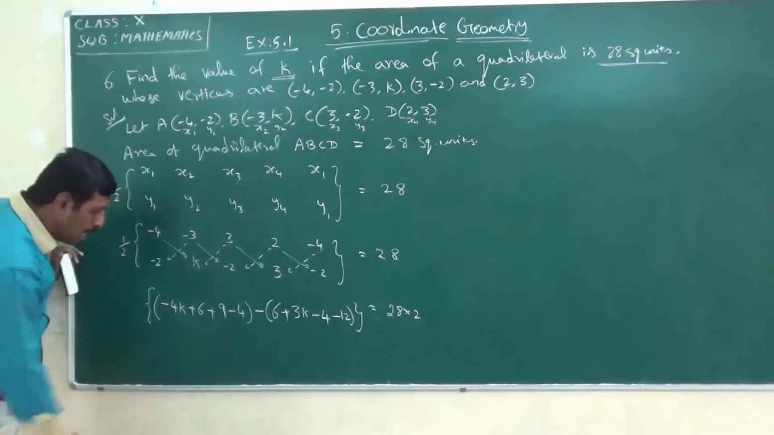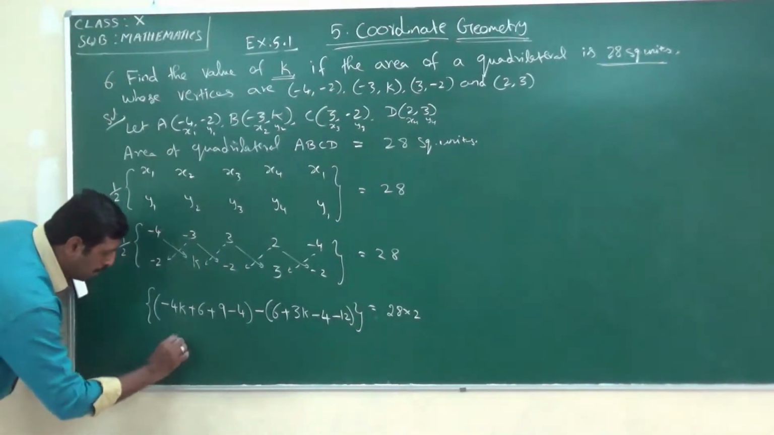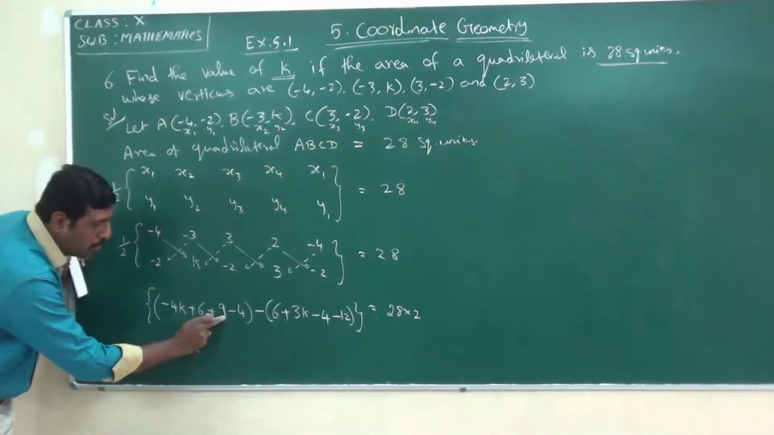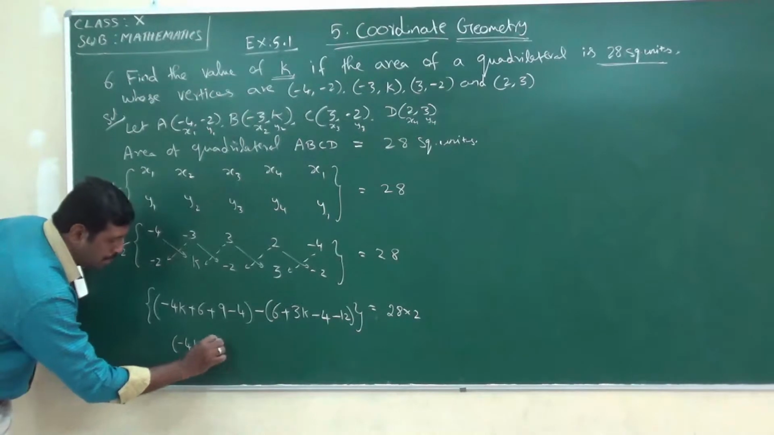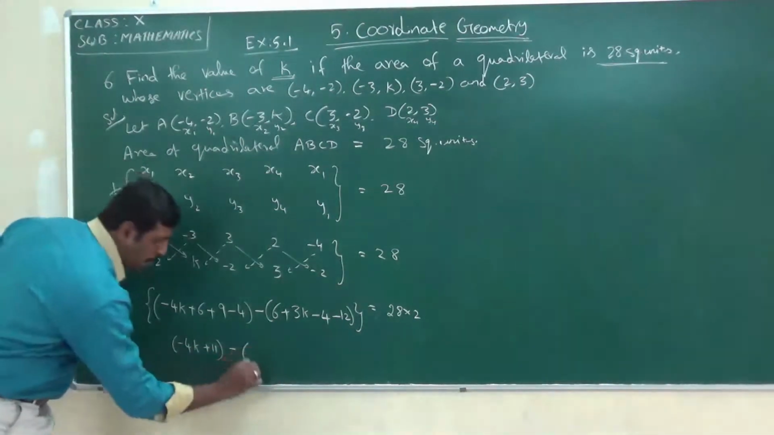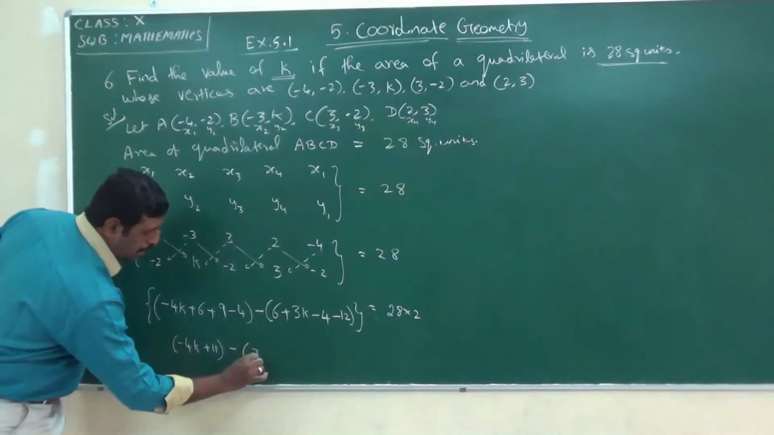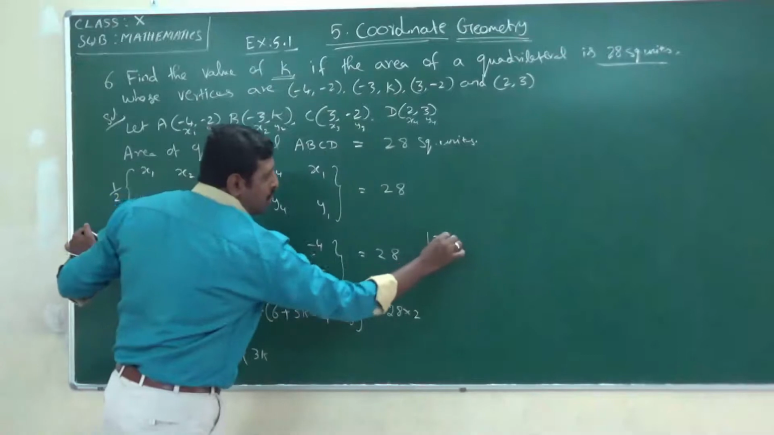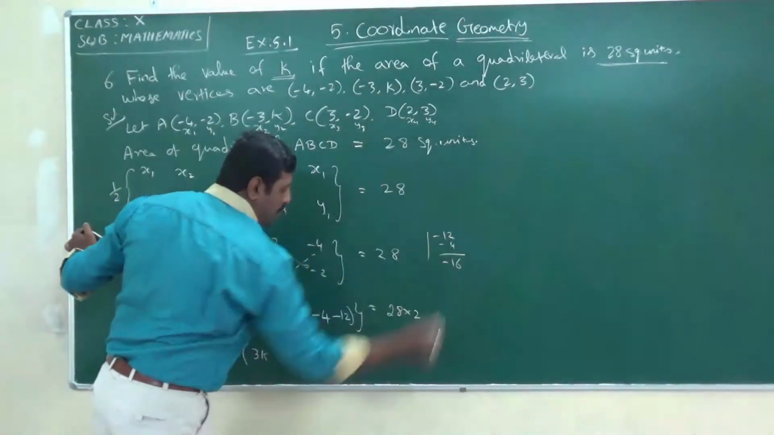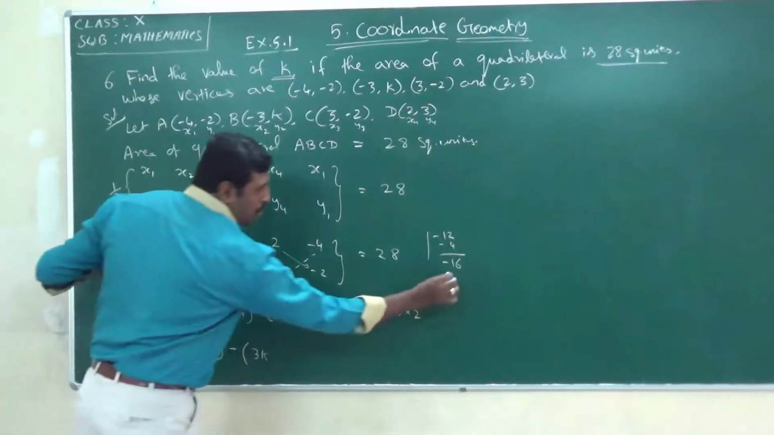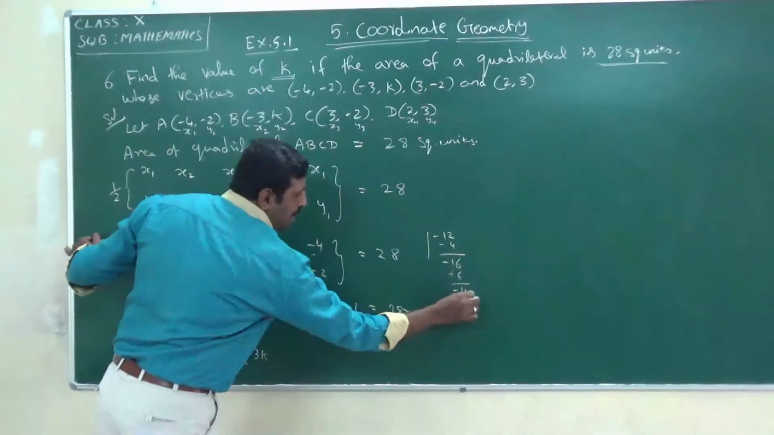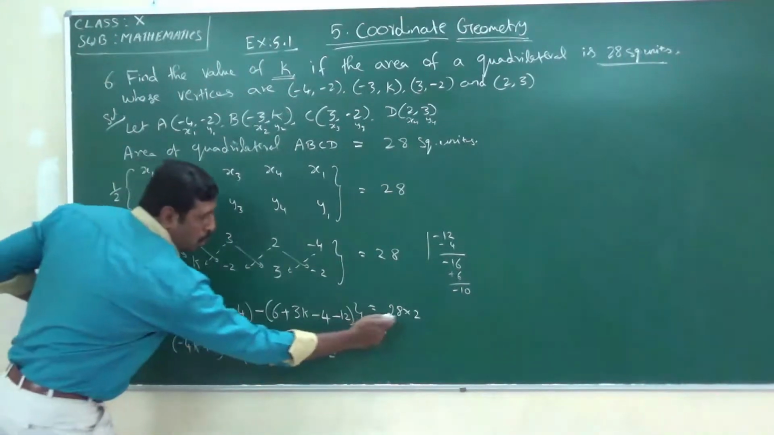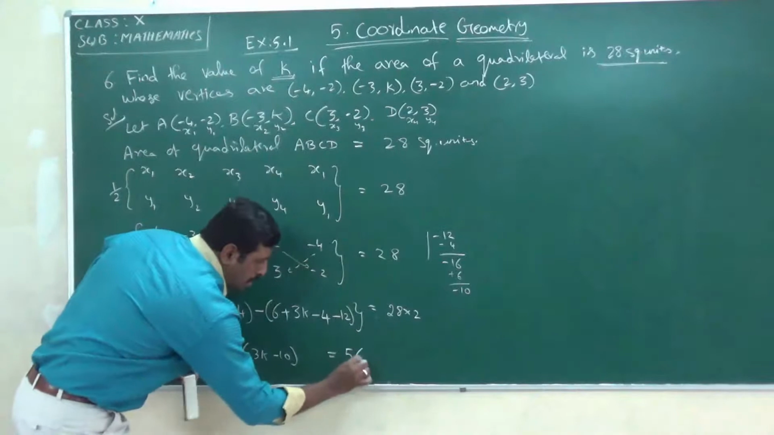Now simplify this. Here we get the value as minus 4k. 6 plus 9 is 15, 15 minus 4 is 11, so plus 11. Minus of: here we have 3k, and 12 and minus 4, both having negative symbol, minus 12, minus 4 we get minus 16. Here we have plus 6. If you add this 6 with this number, we get minus 10. So 3k minus 10 is equal to 28 into 2, which is 56.